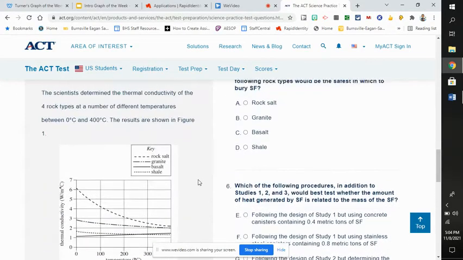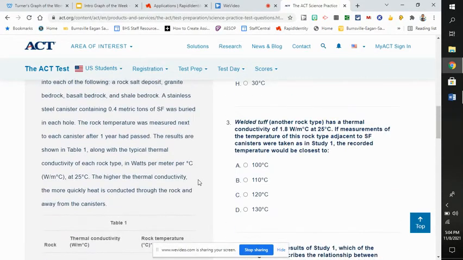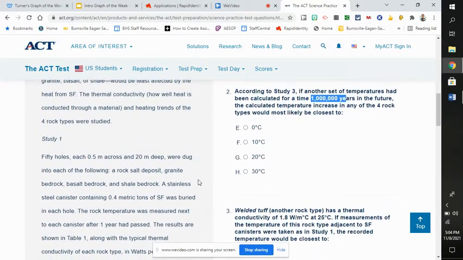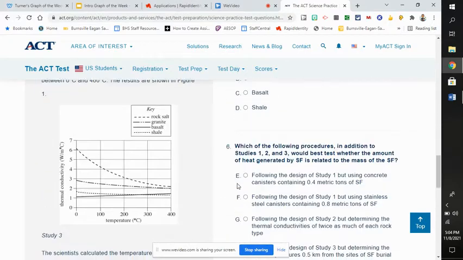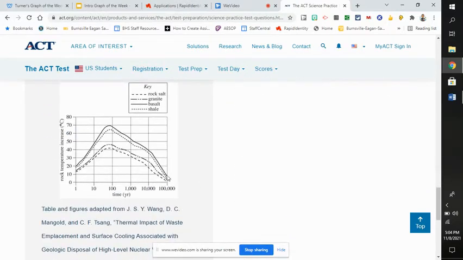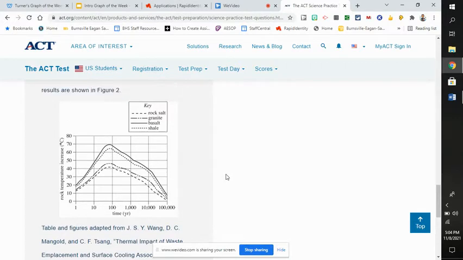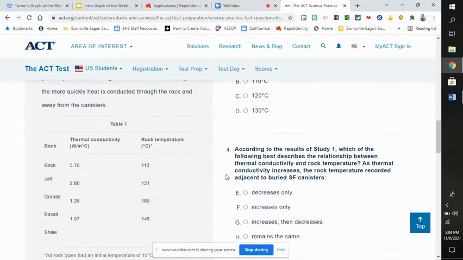So what are your answer choices? 0, 10, 20, or 30. Looking back at the graph, well, it certainly doesn't appear it's going to go back up to 10, 20, or 30. So hopefully the best answer choice is what?